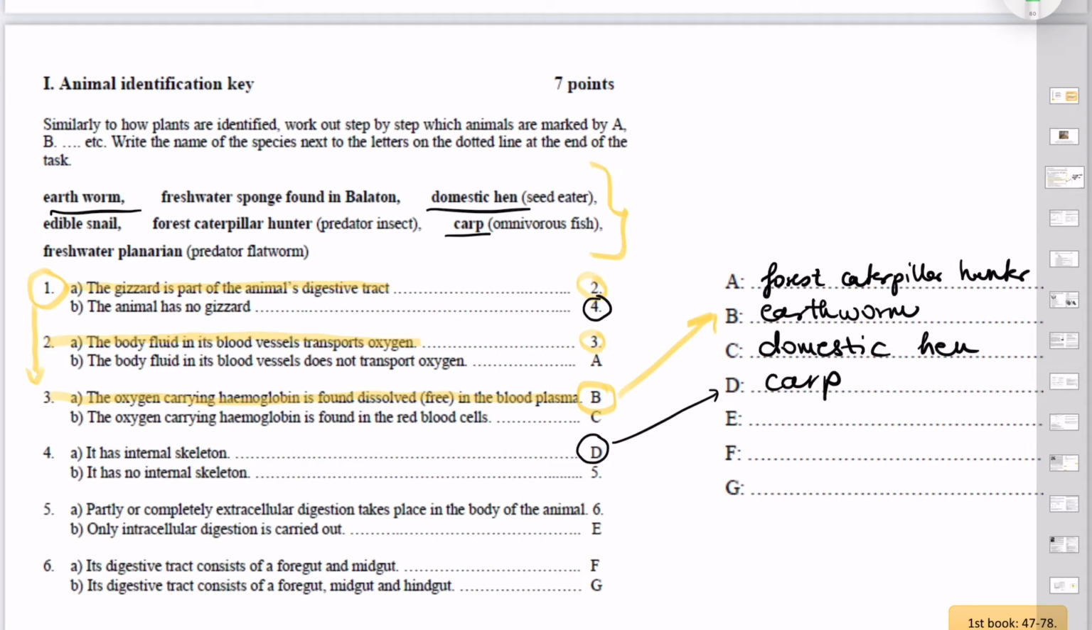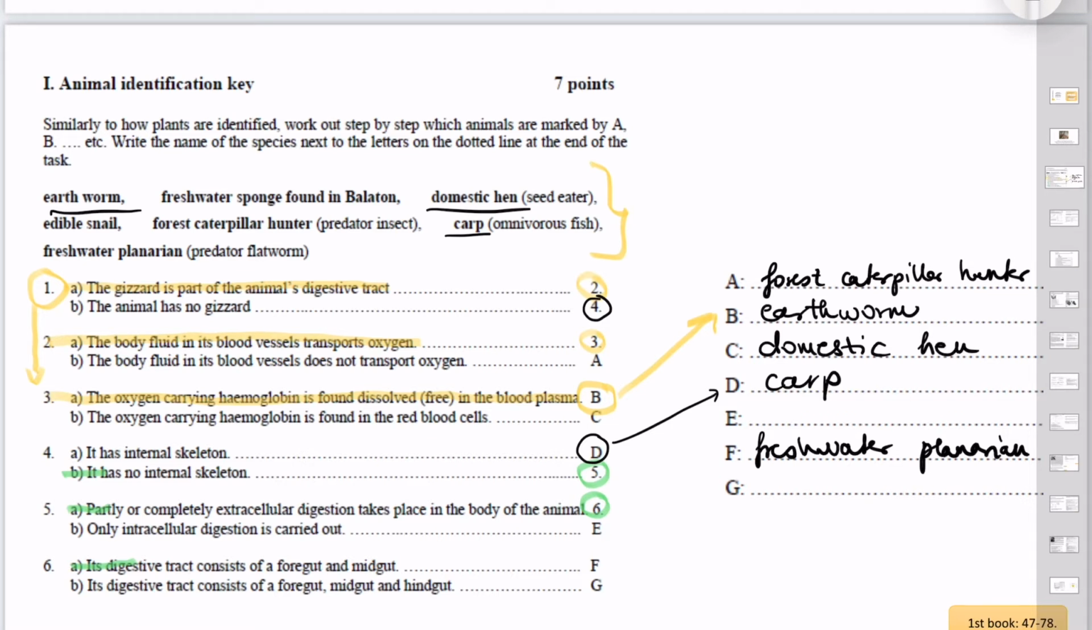Moving on to the fifth animal, 4B, it has no internal skeleton, and it leads us to the fifth block. Partly or completely extracellular digestion takes place in the body of the animal. Then you need to jump to the sixth section, and its digestive tract consists of a foregut and the midgut. Now this statement is really helpful if you remember what you have learned about flatworms, and out of these animals basically the freshwater planarian can be written here. A highly branched midgut system you can observe in their bodies.